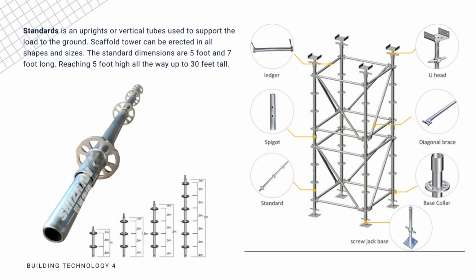Okay, next here is the standards. Standards are uprights or vertical tubes. Okay, vertical guys, so we can see in the picture. Used to support the load to the ground. Scaffold towers can be erected in all shapes and sizes. The standard dimensions are 5 foot and 7 foot long, reaching 5 foot high all the way up to 30 feet tall. So the standard is located there in the picture. That is its appearance.